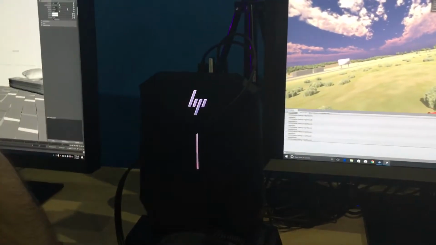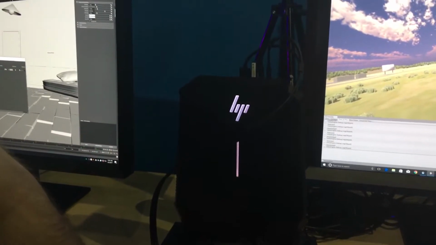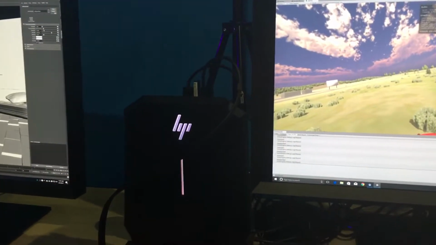I guess the weight. The weight for it? I think it's 10 pounds. I'll have to ask AJ just to double check that. So it's not too heavy.